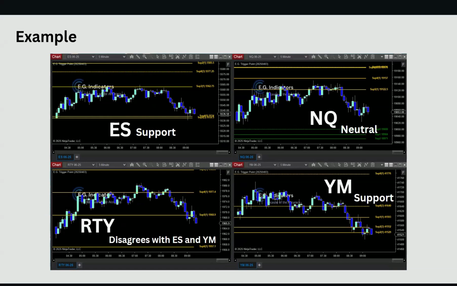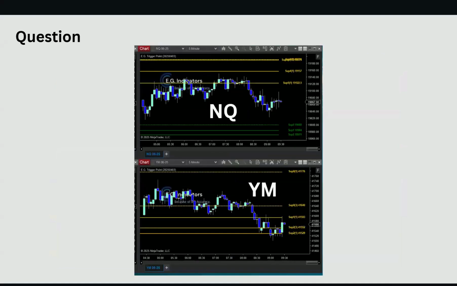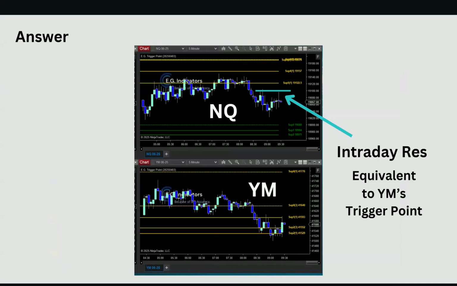Could you anticipate what happened next, guys? RTY went above. RTY followed ES and YM. Now I have a question for you. If you drew a line here, how would I call it? What is this, guys? It's an intraday resistance level equivalent to YM's trigger point resistance.